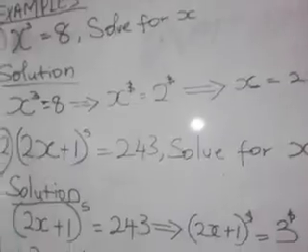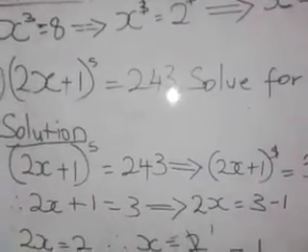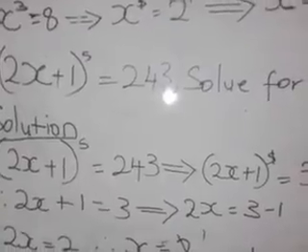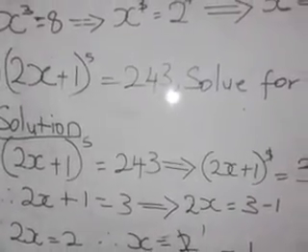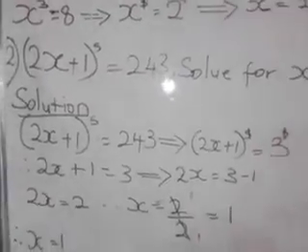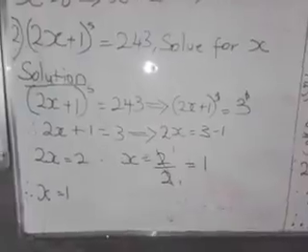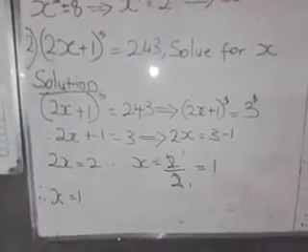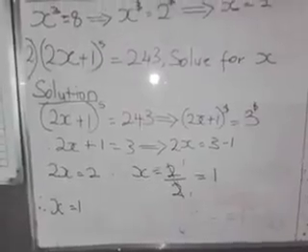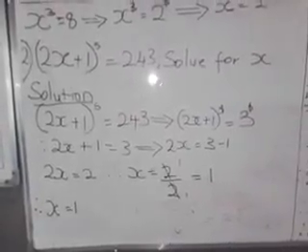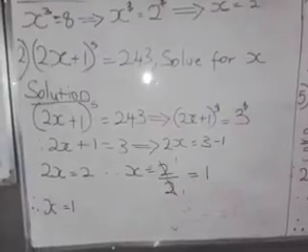Okay, so we now move to the next example. What does this say? 2x plus 1 raised to power 5 is equal to 243. Solve for x. A base with an index of 5 is suggested here. So on the other side, we must make sure we have an index of 5. And which number raised to the index of 5 will give us 243?